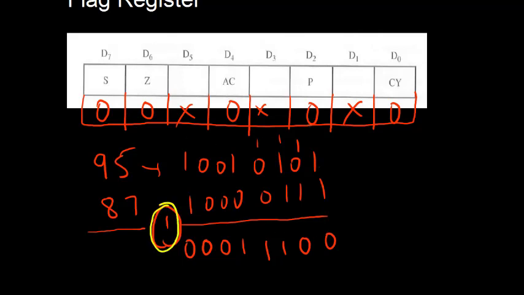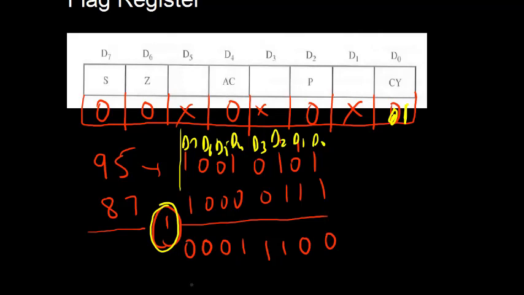So in this case, this is the D0 bit, this is D1, this is D2, this is D3, this is D4, this is D5, D6, and this is the D7 bit. So when a carry is generated by this final D7 bit, this flag is 1. This flag is set because a carry is generated here.